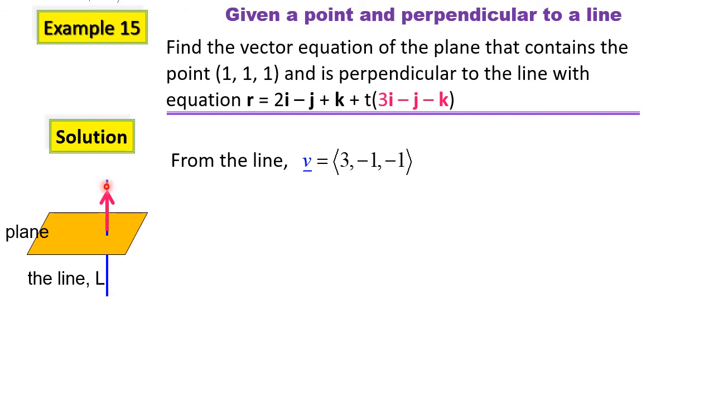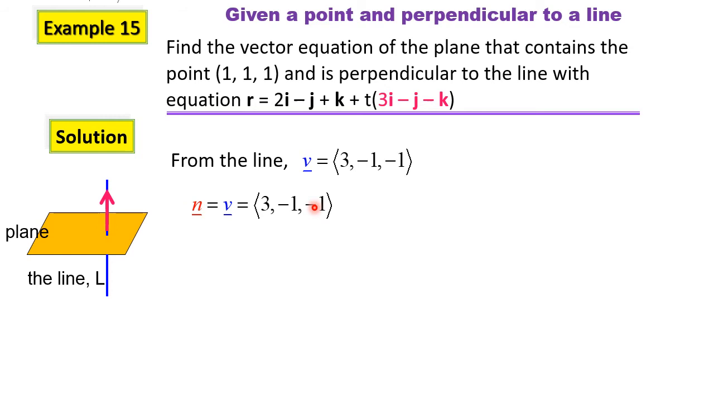So as you can see here, since the line is perpendicular to the plane, the V from the line here would be our N. Okay, so the blue here is the V and the red one here is our N. So since they are on the same line, parallel, we can use the V as our N. So N here is 3, -1, -1.